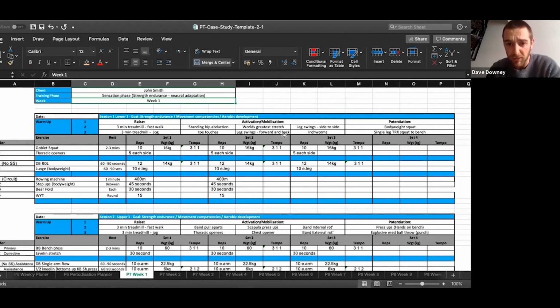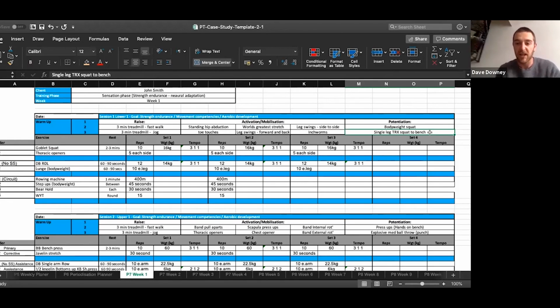So really, I mean, it probably will be quite tough for John, but in terms of a warm-up it will be perfect. And then when we potentiate before we go into our primary exercise, which is going to be a goblet squat, we're going to look at body weight squats into a single leg TRX squat to bench. And that's just to get him really primed to move into that primary work.